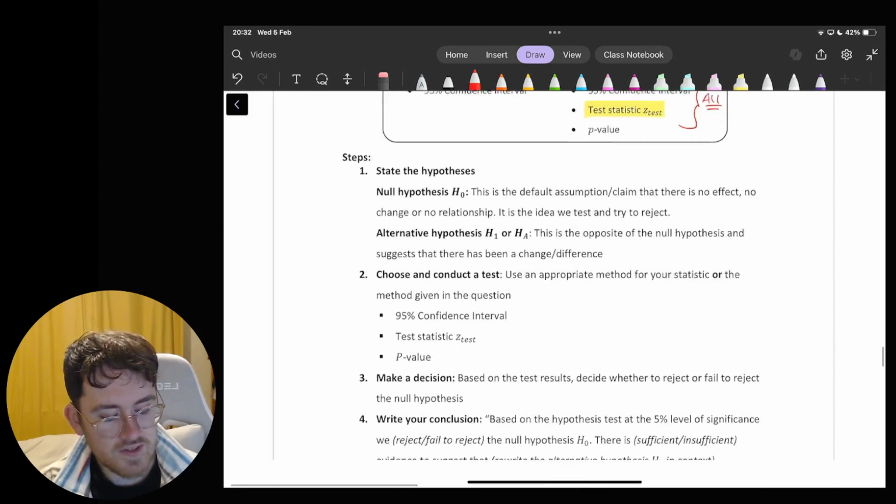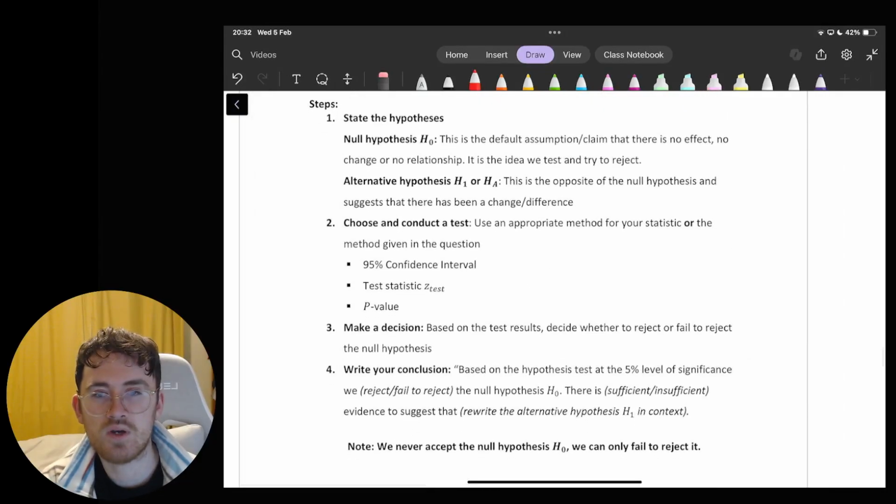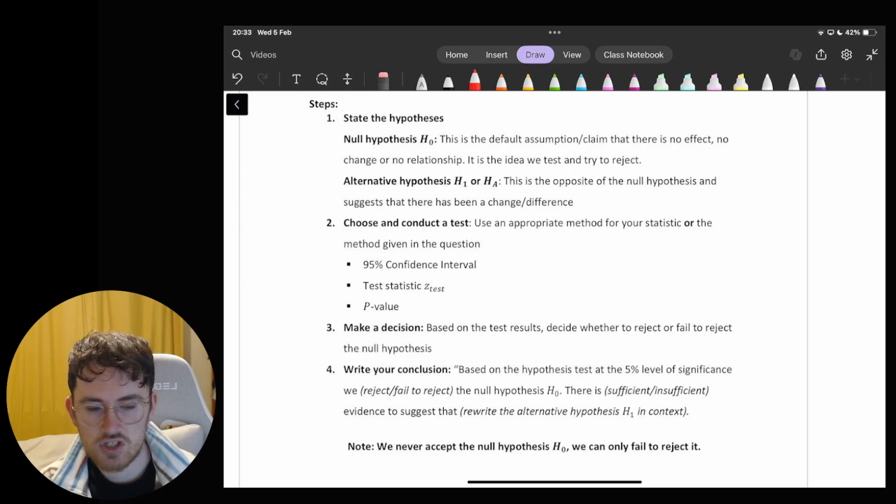So I suppose for hypothesis tests, we've particular steps we're going to follow here. So I've laid them out below. The first step we're going to take with all of these is to state the hypotheses. We start with what we call the null hypothesis, which is our H0 or HO. This is basically the default assumption, the claim in the question. It's a claim that there's no effect, no change, no relationship. It has stayed the same. It is what they say, what's been said, anything like that.